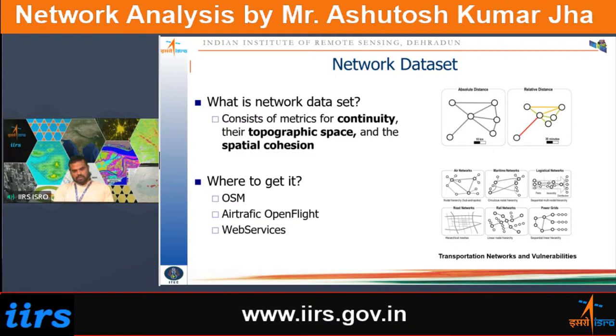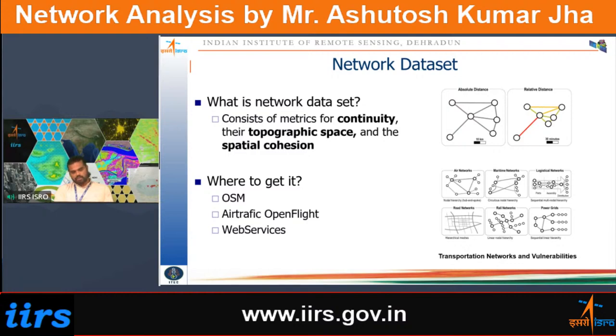So let's have a look at what kind of different network metrics need to be present for carrying out network analysis. Those metrics are continuity, topographic space, spatial cohesion, or connectivity. These are the specific measures when you are interested in the extended part of your network analysis. If you have just the information of network length, nodes, and characteristics, then you can find the cost-based outcome, like the route, or the shortest path in the case of impedance.